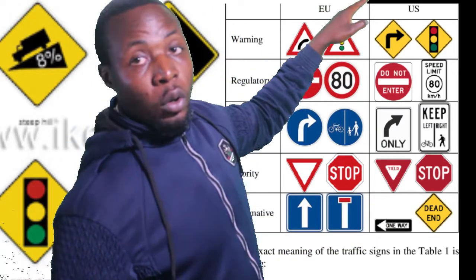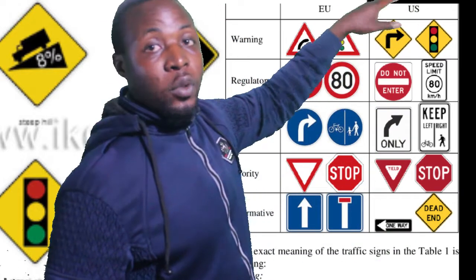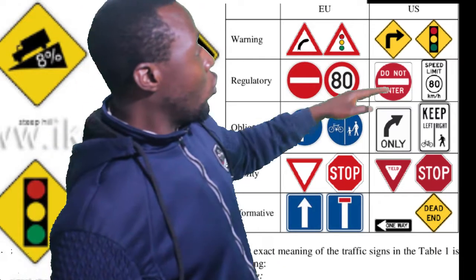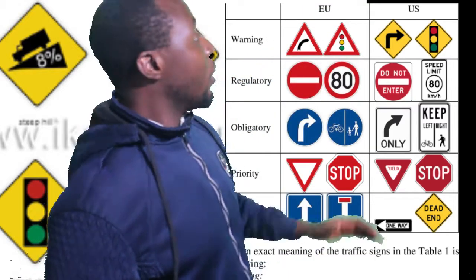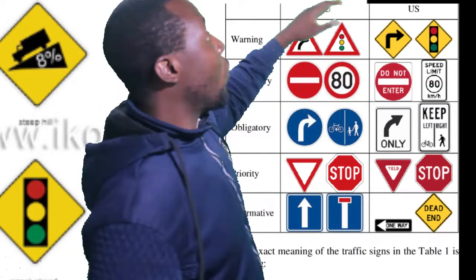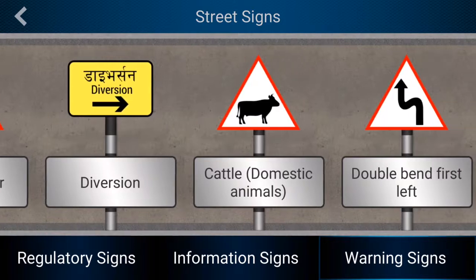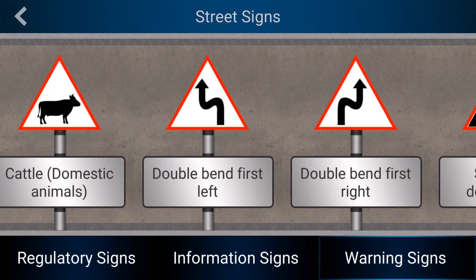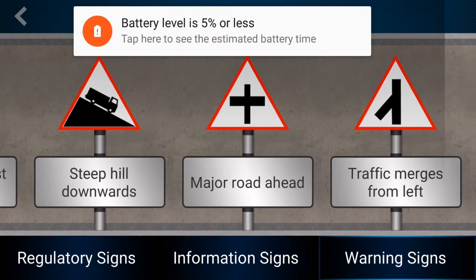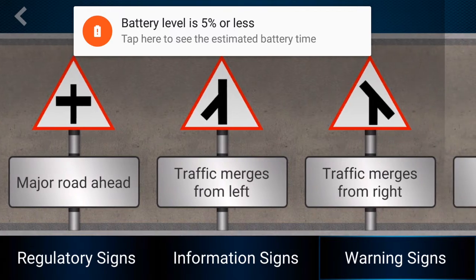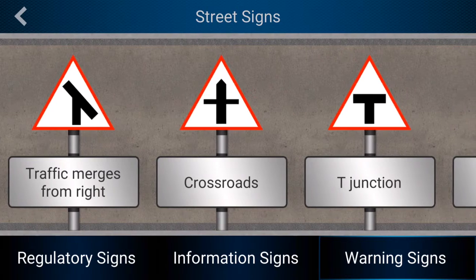Now we have what we call a bend, or you see the sign of a street light that is warning you about the street light. So we are going to what we call the warning lines to see those signs that fall under the warning lines. The signs that fall under warning lines, I will be showing them to you. So the signs that fall under the warning line, we can see the first sign here.